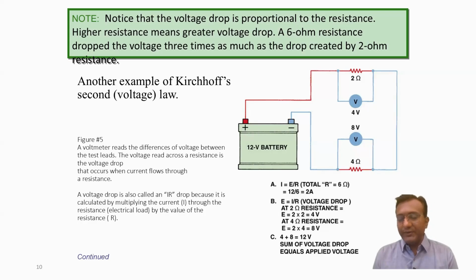After getting the value of current, we have to find the individual voltage drop across each load. For the first load, 2 ohm multiplied by 2 amperes gives around 4 volts of voltage drop, and in this case, 4 ohm multiplied by 2 amperes gives around 8 volts of voltage drop. If you sum these two values, 8 plus 4, it must be 12, which is equal to the supply voltage.